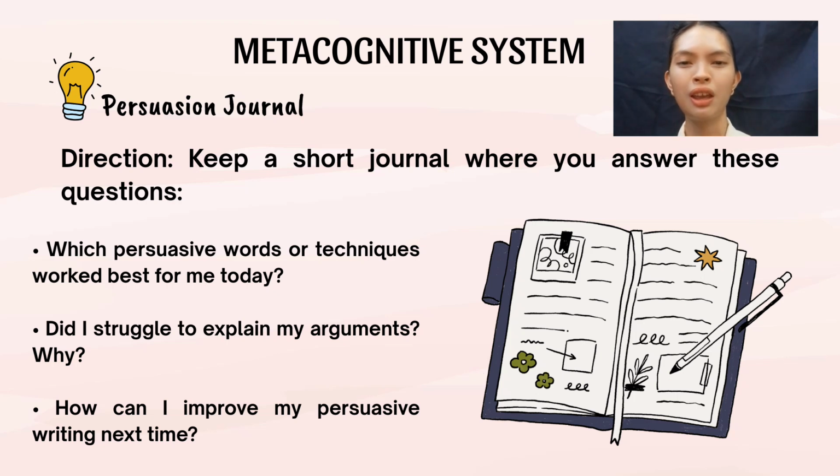So, this is not just about writing arguments anymore. It's about monitoring and regulating their own learning process. By keeping a persuasion journal, students become aware of their strengths and weaknesses, which is exactly what this level emphasizes. So, they need to write a journal by answering these questions and reflect on themselves, how they will improve, and be aware of their own thinking.